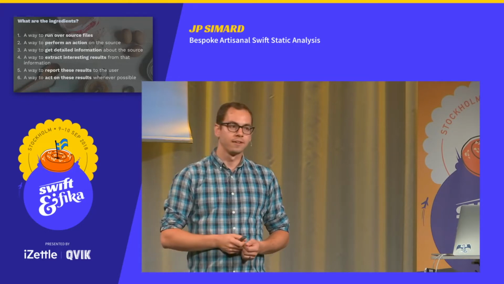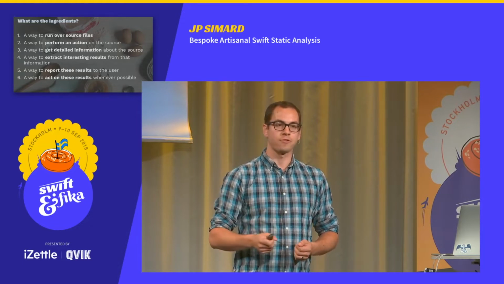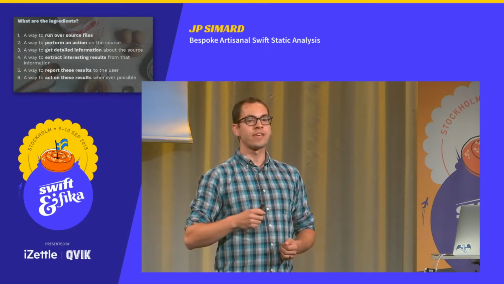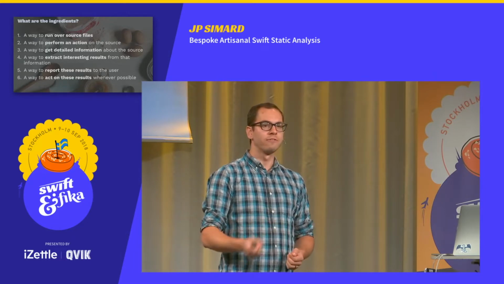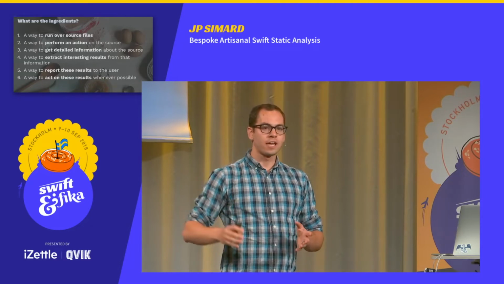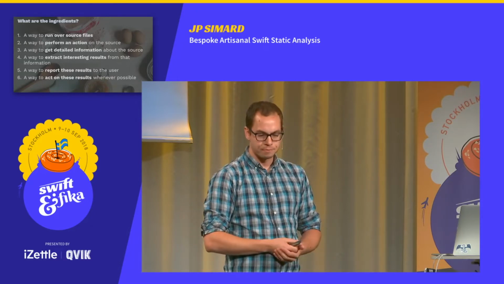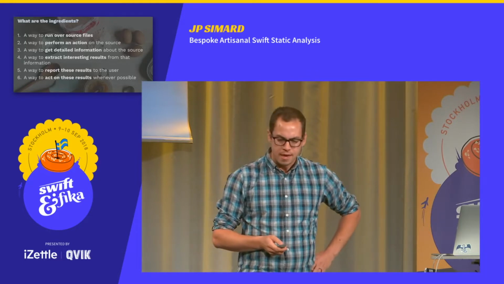Okay, now it gets tricky. We need a way to get detailed information about the source, semantic information that usually only the compiler knows, information that would be hard to infer if you're building tooling on the side, re-implementing what the compiler does. Okay, so we need detailed information. Okay, I'm not really sure how we can do this.